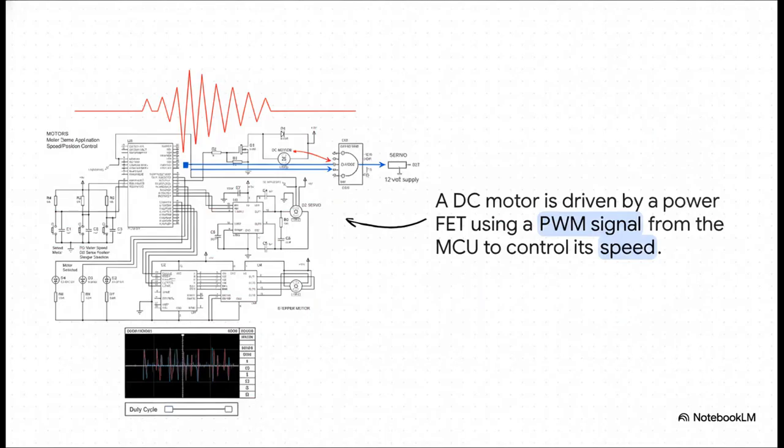And this is what that circuit looks like. Our microcontroller is spitting out that super fast on-off PWM signal. That signal goes right to the gate of our power FET, which we already know is a fantastic, fast switch. The FET then chops up that 12-volt supply and feeds those little pulses of power to the DC motor. So now just by changing a number in the code, the microcontroller has full, smooth, precise control over the motor's speed.